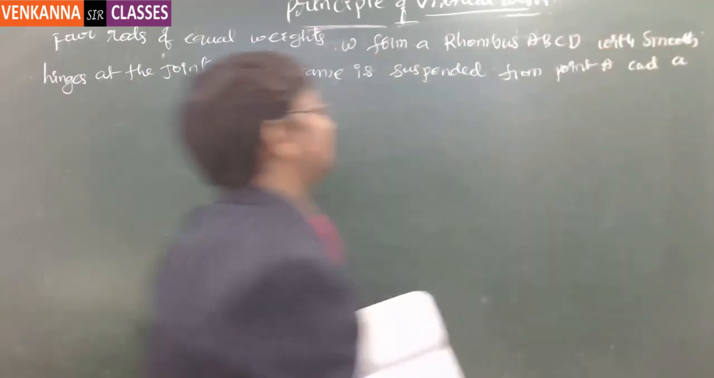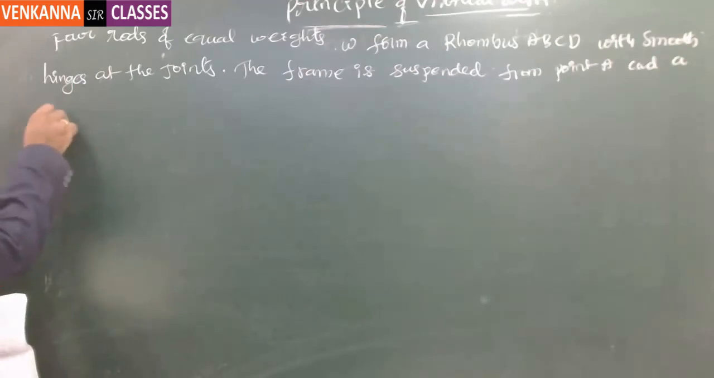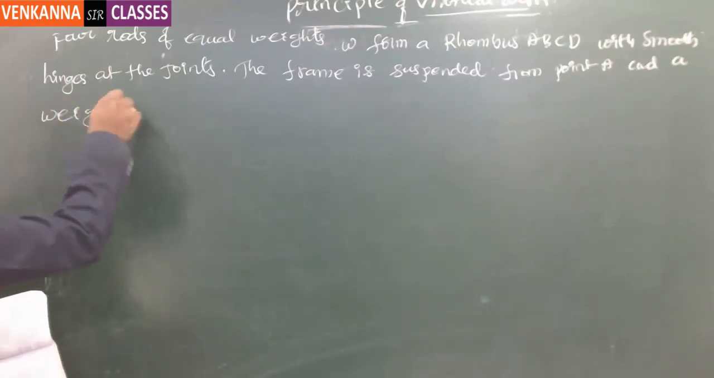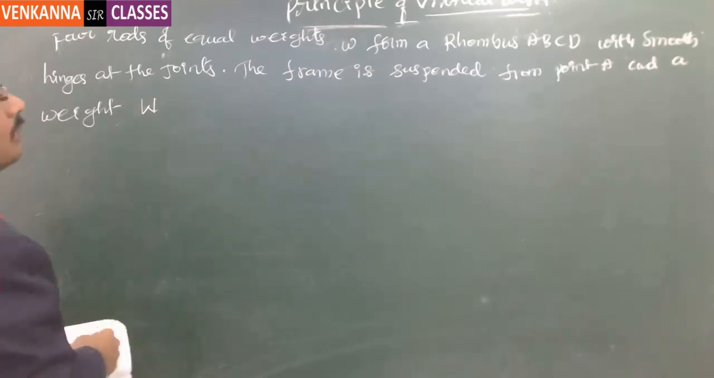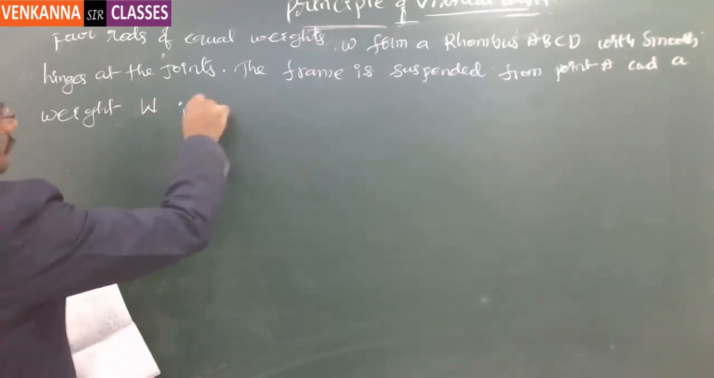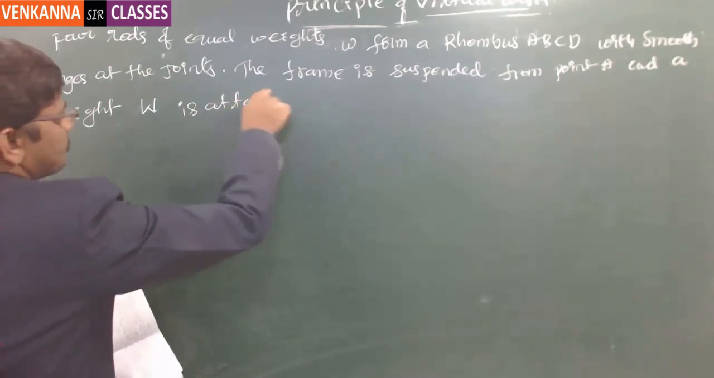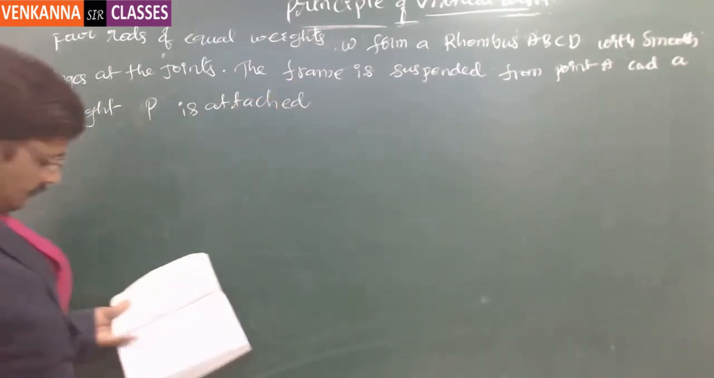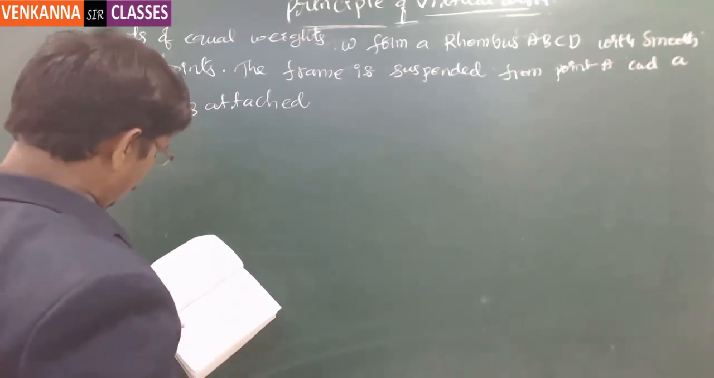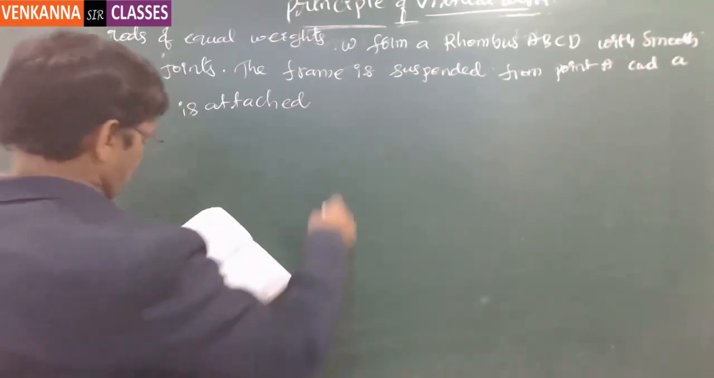And a weight, this is capital W, earlier one is small w, is attached. To avoid the confusion, I call this P. P is attached to C.